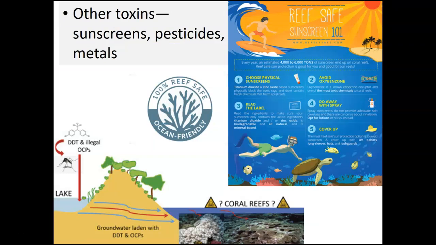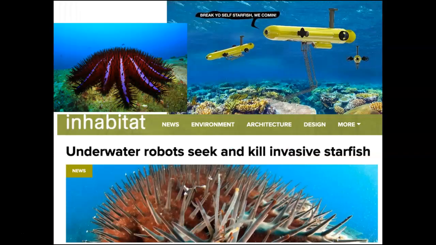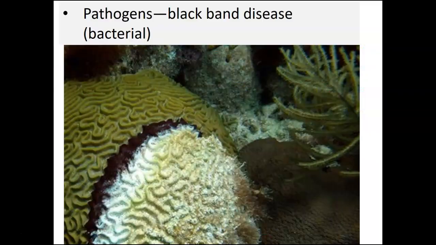And then sunscreens, pesticides, and metals also hurt the reefs. You get invasive species, like certain starfish, certain fish. And so here's one cool innovation. There are these robots that hunt for invasive starfish. They can scan them and kill them. And then there's also diseases, a bacterial disease, for example.